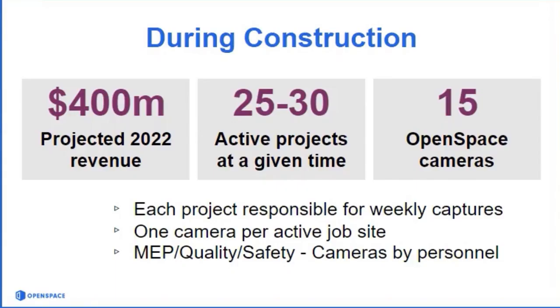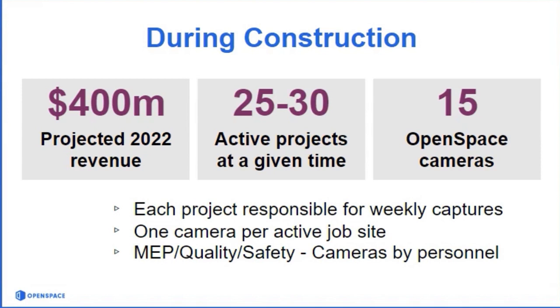So this is a little overview of what we're doing in construction right now. That 2022 number, we're doing about $400 million worth of work getting billed, and this is spread across 25 to 30 active projects at any given time right now. And so that can vary in size.